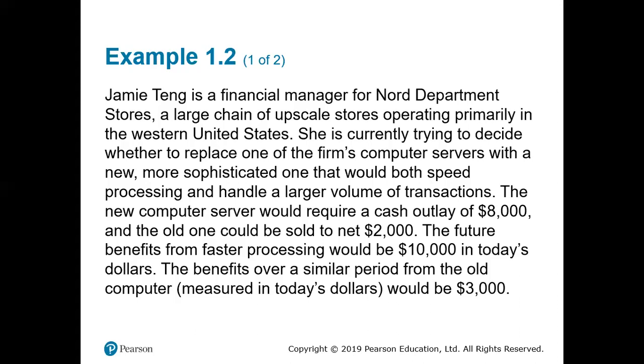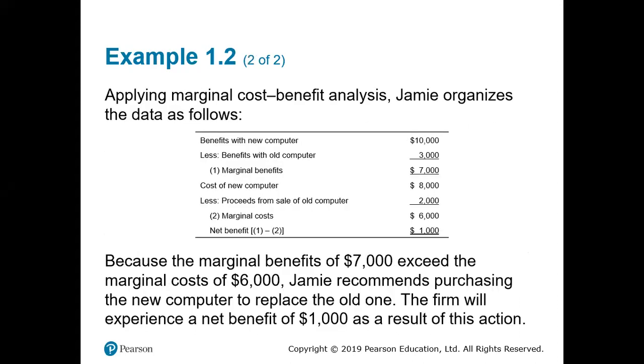So the benefit with the new computer is 10,000, less the benefit with the old computer. So our marginal benefit here is 7,000. The cost of the new computer is 8,000. Then we have to deduct the proceeds from the sale of the old computer, as stated there in the previous slide. So the marginal cost is 6,000. Deducting it from the marginal benefit, the net benefit is now 1,000.